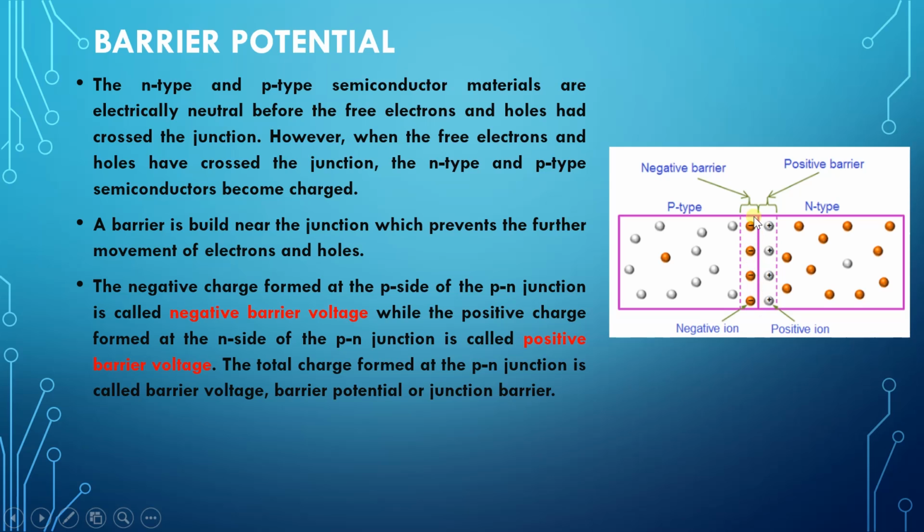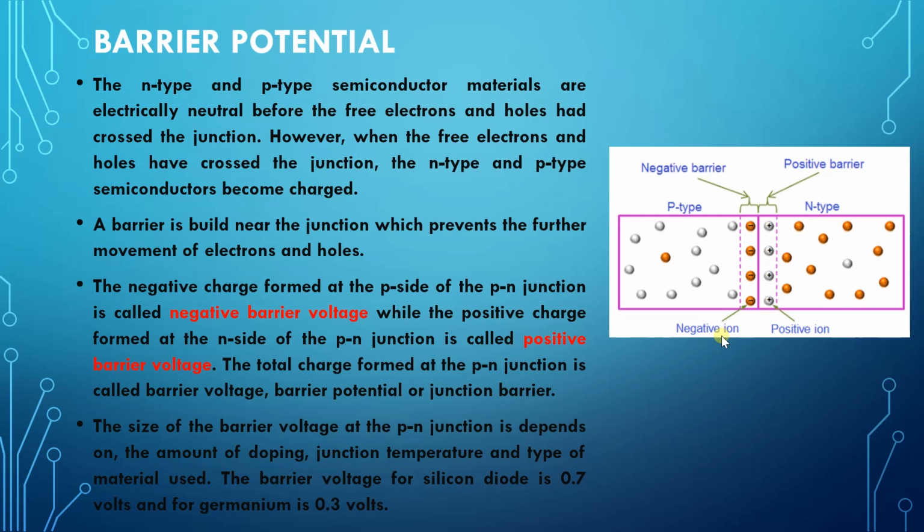These are negative ions and these are positive ions, and this is called negative barrier and this is called positive barrier. Negative barrier is on P side and positive barrier is on N side. So the total charge formed at the PN junction is called barrier voltage. The voltage produced between this negative and positive is called barrier voltage, barrier potential or junction barrier. These are the different names.